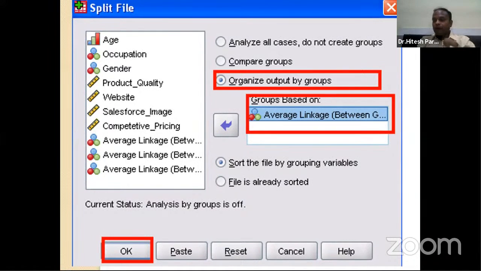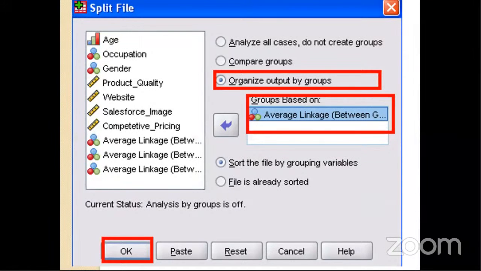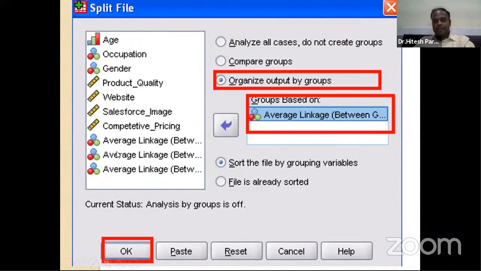So why the 2 cluster solution? Because we have taken a decision based on the average similarity index. So just observe, in whichever case the average linkage between groups variable should show 1_2 kind of a thing. So 1_2 is what? It is the 2 cluster solution. Maybe 1_3 you will observe is 3 cluster, 1_4 is 4 cluster, and 1_5 is 5 cluster. So the variable that you need to transfer here is 1_2. So just transfer that variable into Groups Based On.